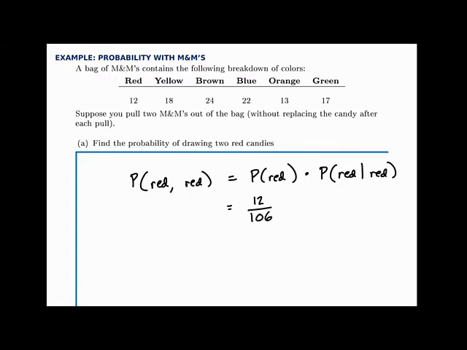Now if we assume that happened, there are a total of 105 candies left because we're holding one out. And of those 105, only 11 of them are red if we assume that the first one was red. In other words, if we assume the first half of our experiment was successful, there's only 11 red candies left. So we calculate those 2 probabilities, and that second one is the conditional probability on the condition that the first one was also red. Now when we multiply those, we get 132 out of 11,130, which corresponds to about 0.0119.